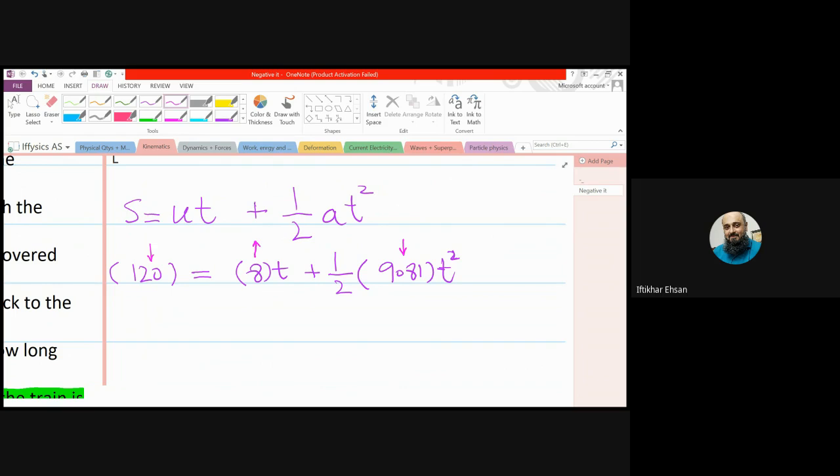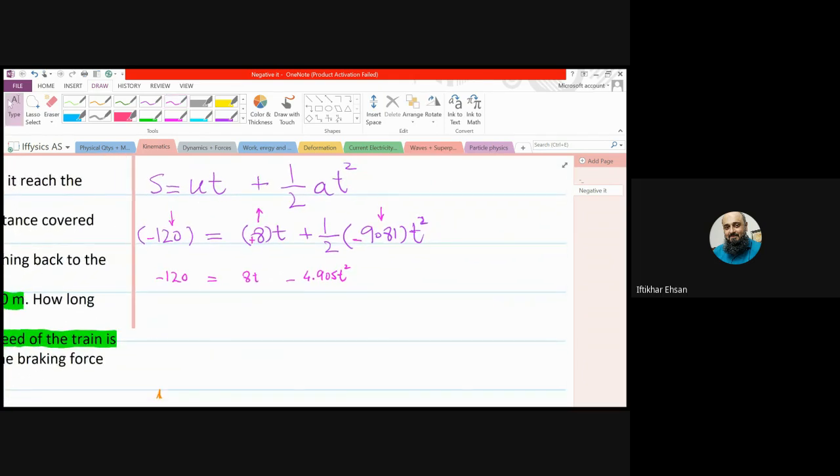Choice is yours. So I take the upward quantities to be positive and downward ones to be negative. Now you solve it. Any way you get the answer will be the same. 9.81 divided by 2 will give you 4.905, or 4.91 you can write as well. Choice is yours. Now you have to find t.